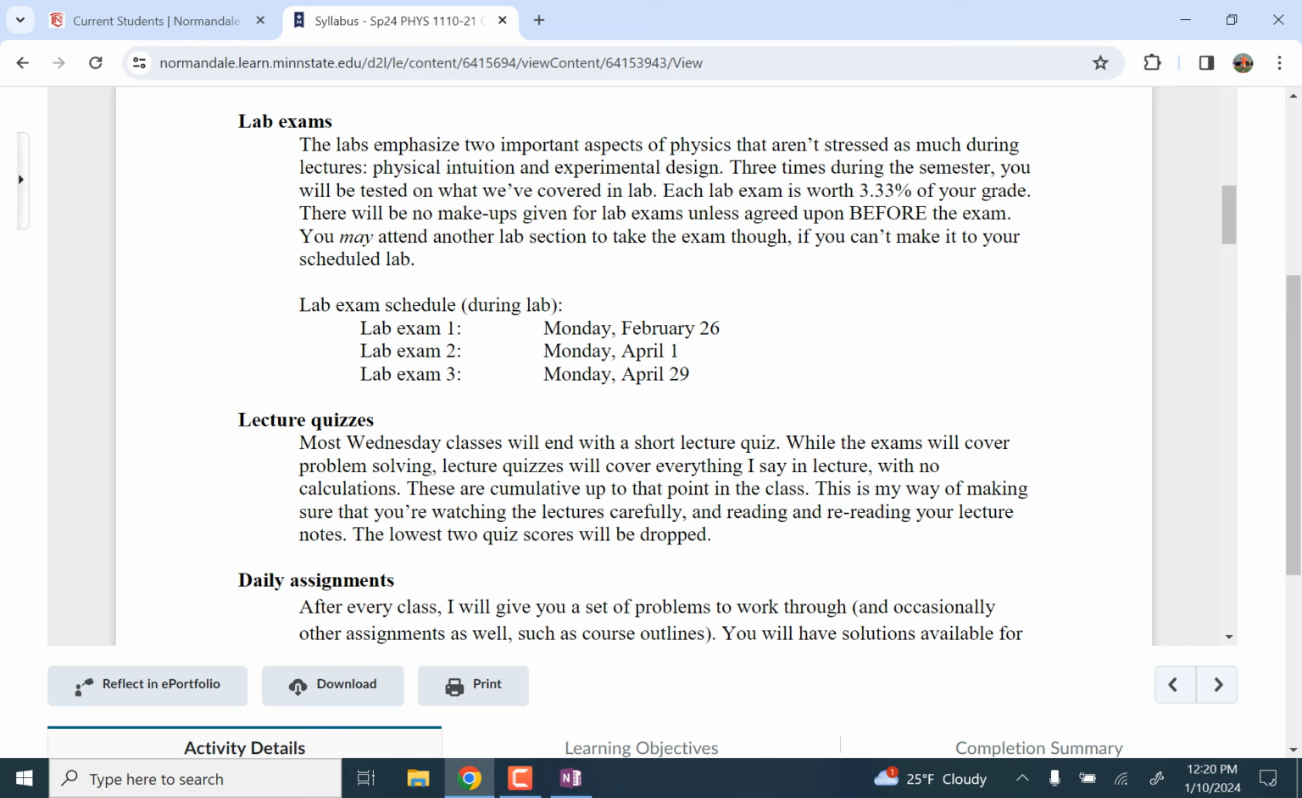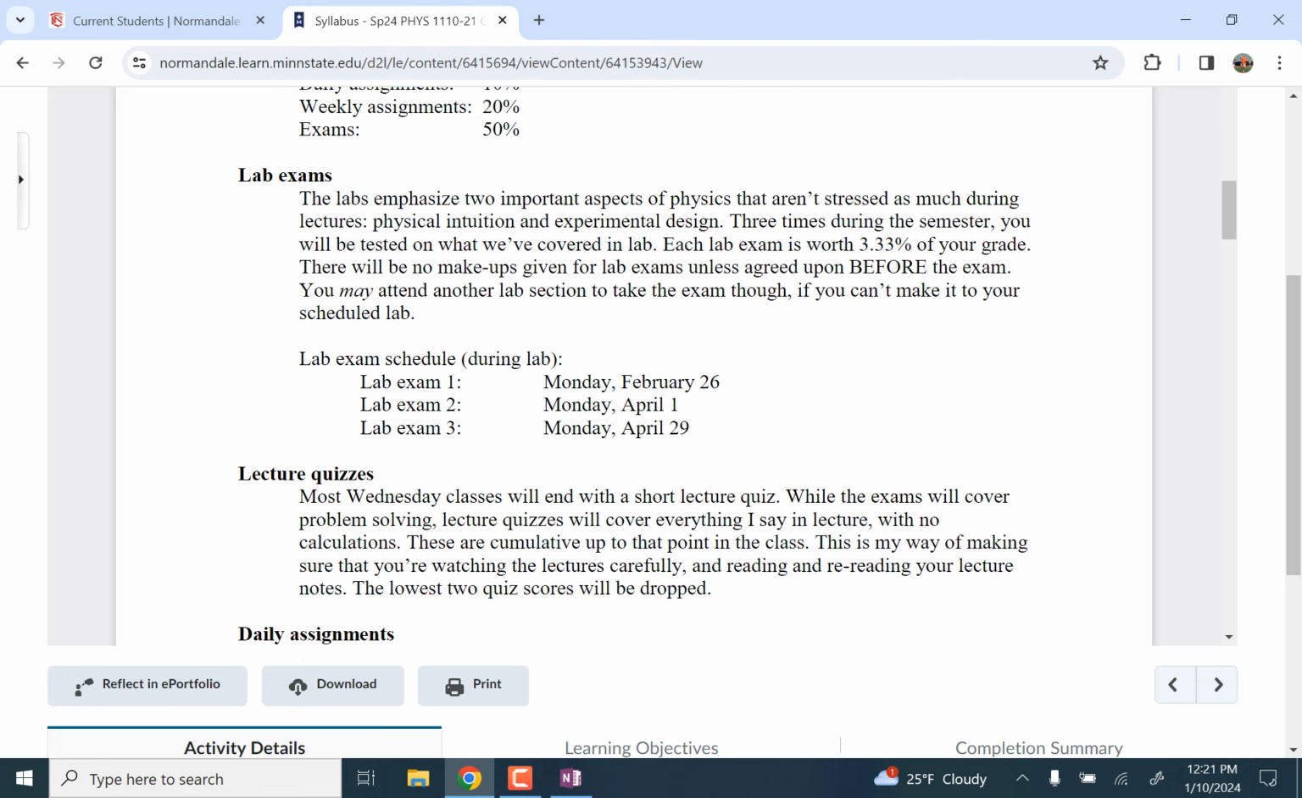The lab exams are going to be, remember this syllabus is just for section 21. For section 21, these exams are going to be Monday, February 26th, Monday, April 1st, Monday, April 29th. Those are going to be the 3 lab exams. For section 22, the other half of the class, this would just say the Wednesdays that week, just during your lab period. Okay, so that's the first 10% of your grade.